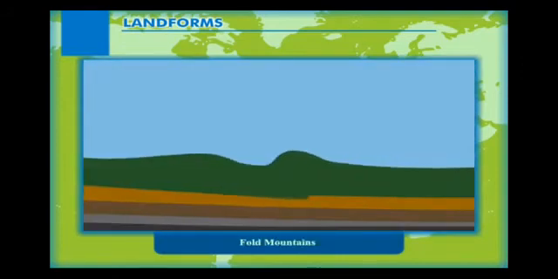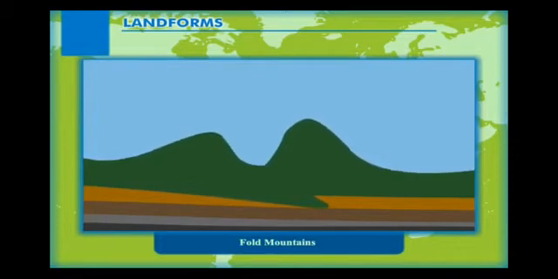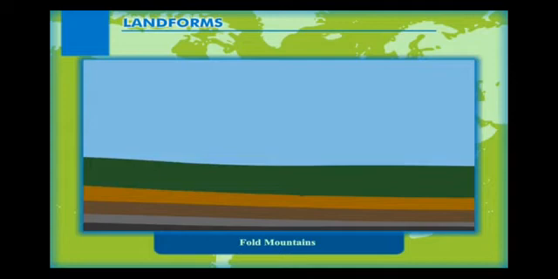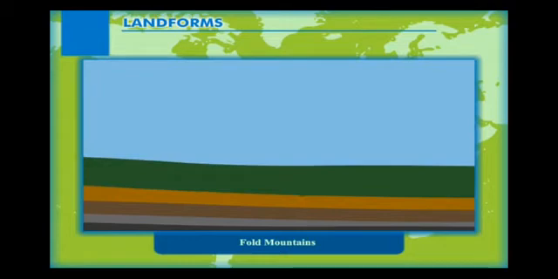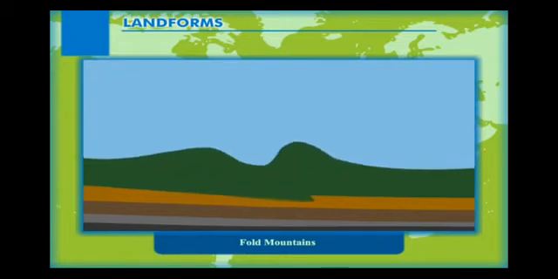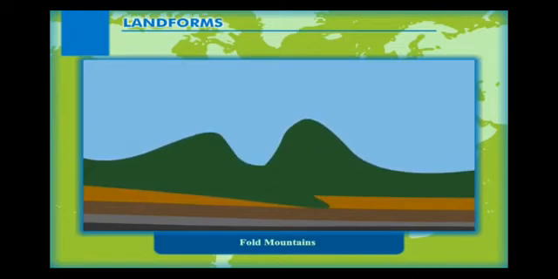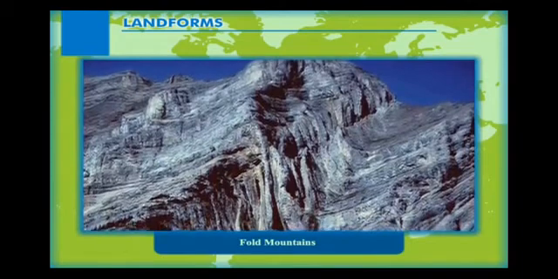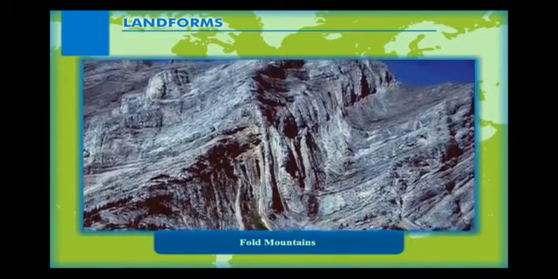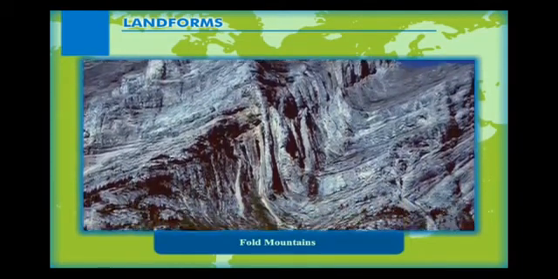Fold mountains are formed when the earth's crust is creased or buckled due to compression. This generally takes place when two plates collide or move towards each other. The collision causes the edges of the plates to be raised or lifted in the form of mountains. So, most of the fold mountains are formed at the edges of plates. As a result, fold mountains are formed by the horizontal forces of compression.